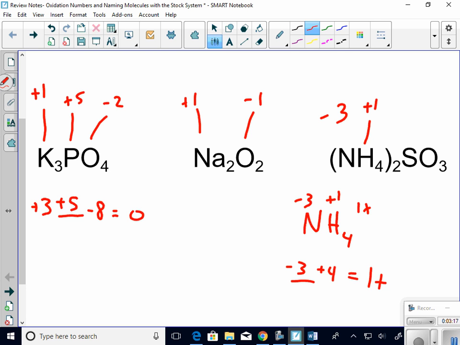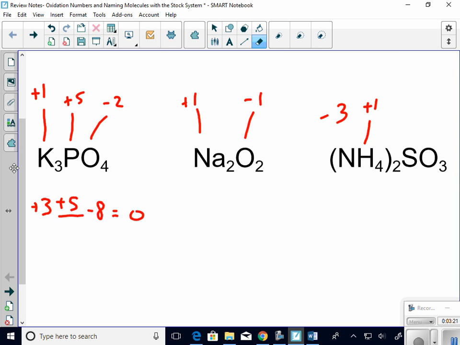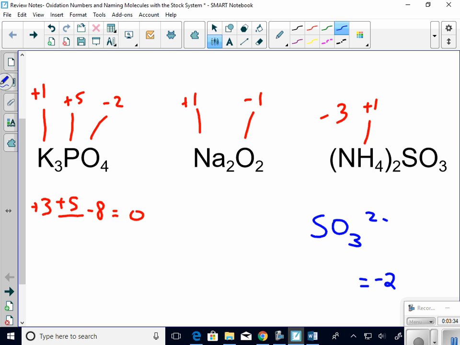Now I'm going to do the same thing here for my sulfite. SO3 is a 2 minus charge if you look on your PAL. So this has to equal minus 2. Is oxygen a peroxide? No. So it's a minus 2 charge. That gives me a minus 6 total. What must my sulfur be to complete that mathematical equation? It must be a plus 4, right?